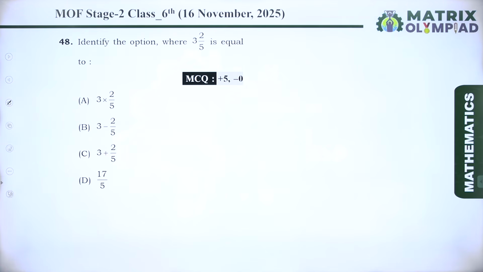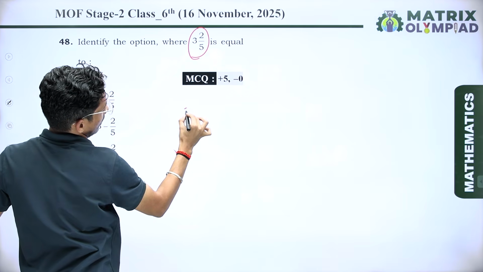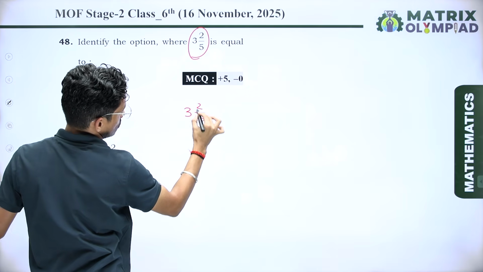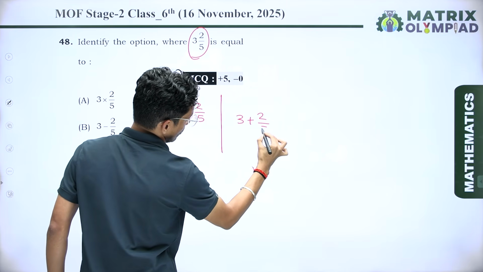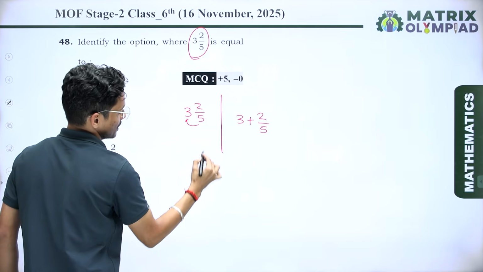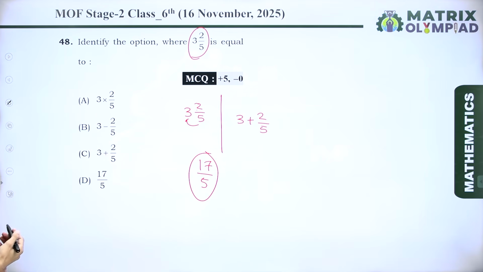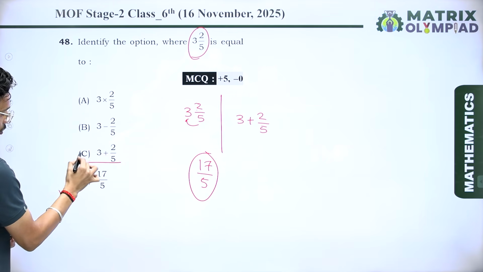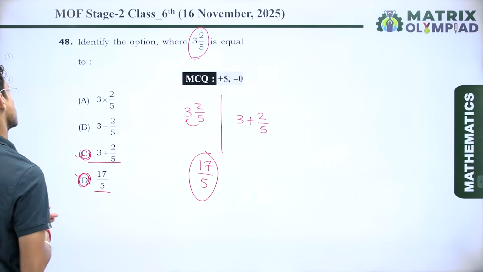Now, identify the option where 3 and 2/5 is equal to. We can write 3 and 2/5 as 3 plus 2/5, and also, 5 × 3 is 15, 15 plus 2 is 17/5. So 3 plus 2/5 is correct, and 17/5 is also correct. For this question, options C and D are the correct answers.